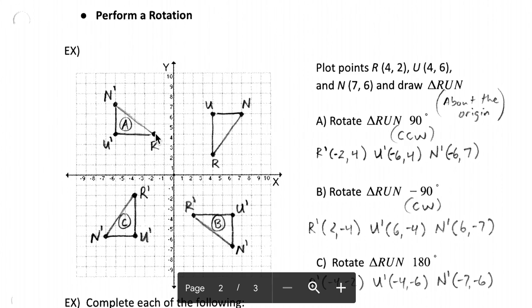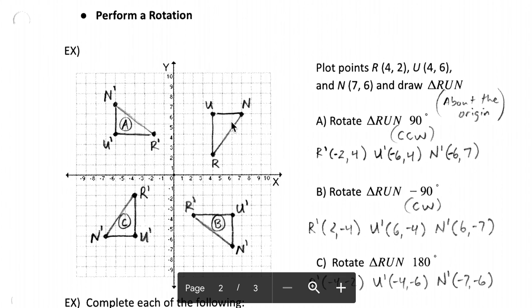Doing the same thing to the next 2 points. Taking U and flipping our coordinates, instead of (4, 6), we're going to say (6, 4), and make the left value the opposite, so (-6, 4) instead, and plot that point as our rotated U point. Lastly, we'll take N at (7, 6), we'll flip our coordinates and say (6, 7), and we'll make the left value the opposite. So now we have (-6, 7). We can plot our N transformed and connect our points to draw our newly transformed triangle.